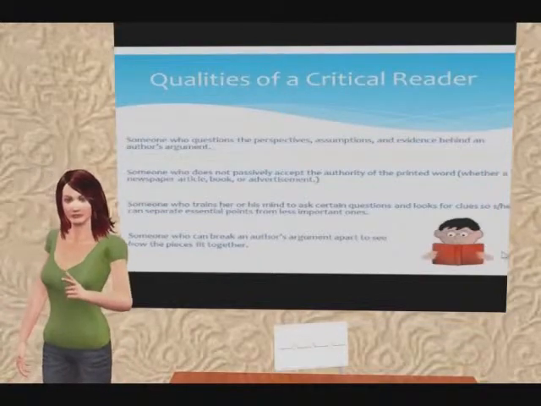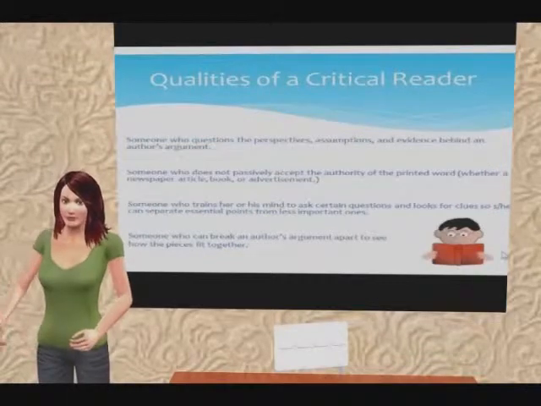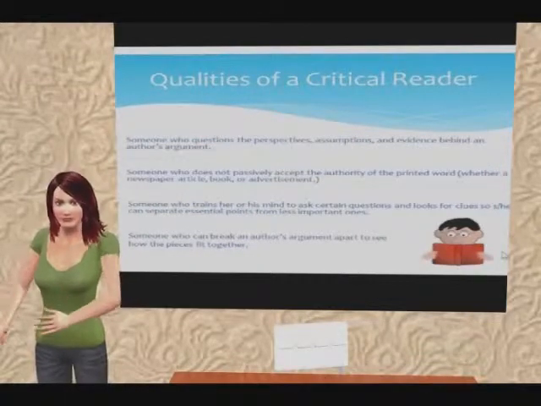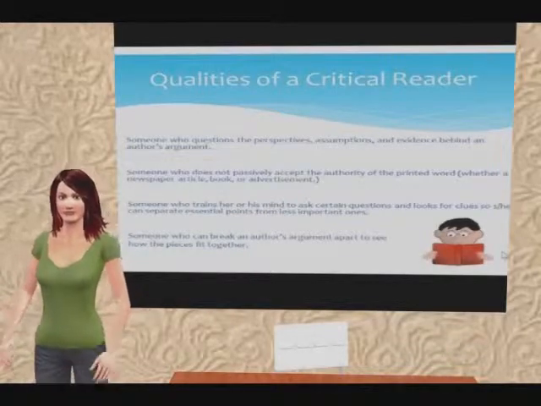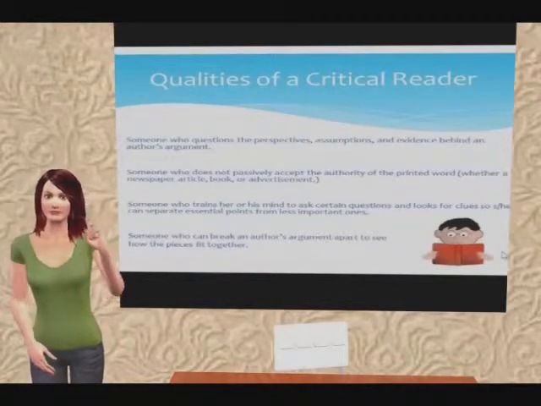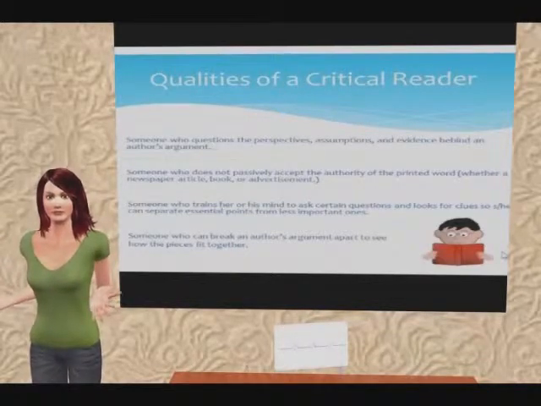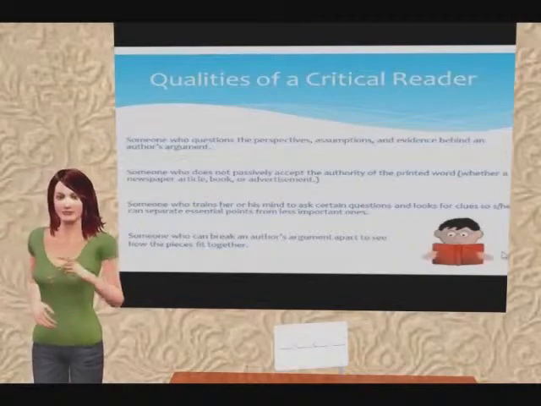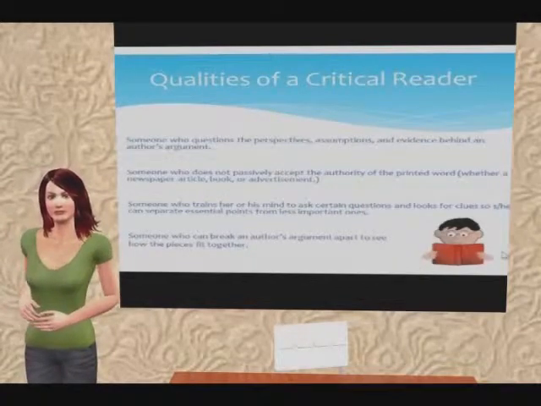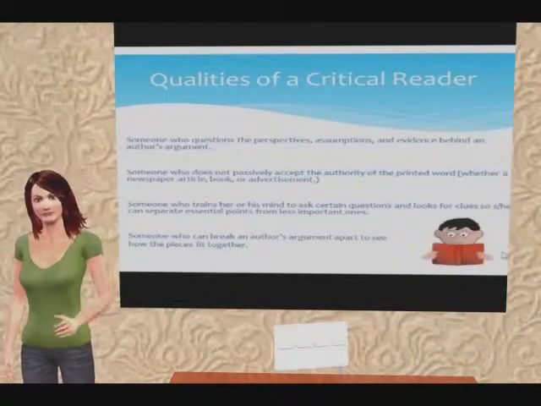A critical reader, first of all, is someone who questions the perspectives, assumptions, and evidence behind an author's argument, specifically in a text. Just because something is published, even by reputable journals or reputable newspapers, does not necessarily mean that it's correct. So a critical thinker needs to approach any text that she or he reads with a questioning attitude, as we talked about when we talked about what is critical thinking.